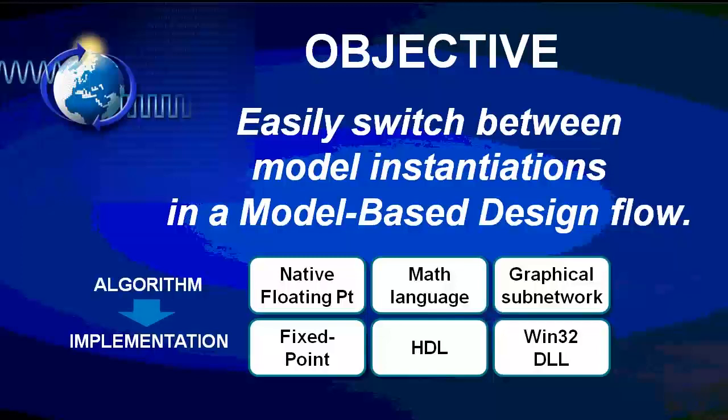SystemVue supports a number of different representations for models. And in a model-based design flow, the task is to go from algorithm to implementation and compare the implementations so that you preserve the original intent of each block as it moves to a hardware instantiation. In SystemVue, moving between these models is relatively easy. However, when you have large sets of models, all fixed point, or all M-code, or all graphical subnetworks, it's helpful to have a way to bank switch between sets of models.